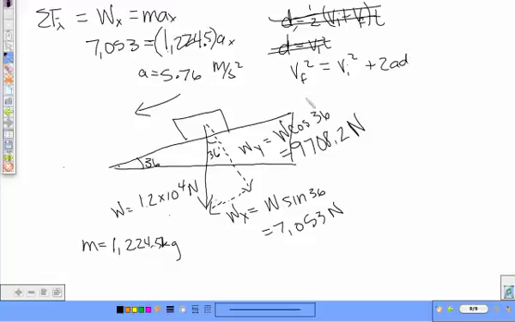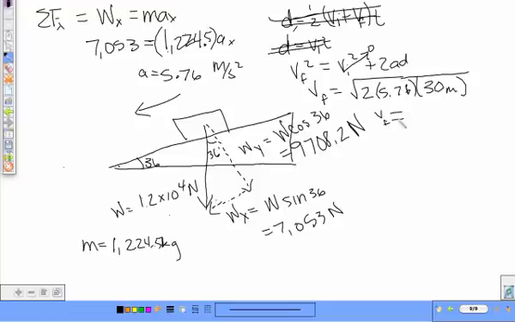There we go. So now we're going to solve for VF. Our initial is 0. So VF is equal to the square root of 2A, which is 5.76, and then D is 30 meters, right? Isn't that what they say? Okay. So what is our final velocity?